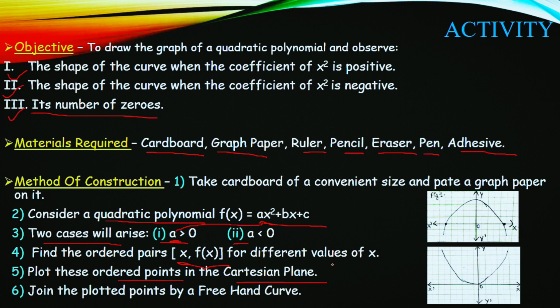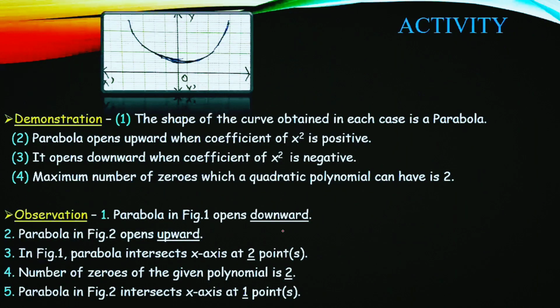Then move to the next page. So there is a demonstration of this activity. What is the observation? What is the result of this activity?